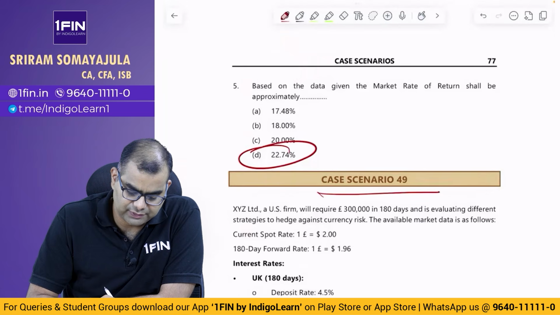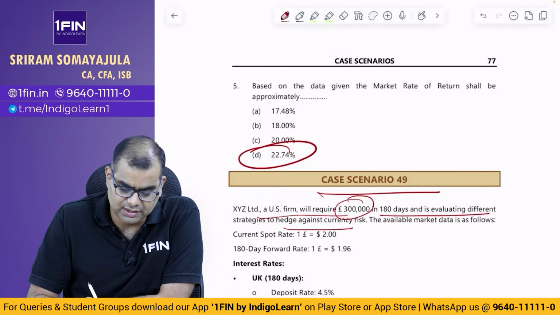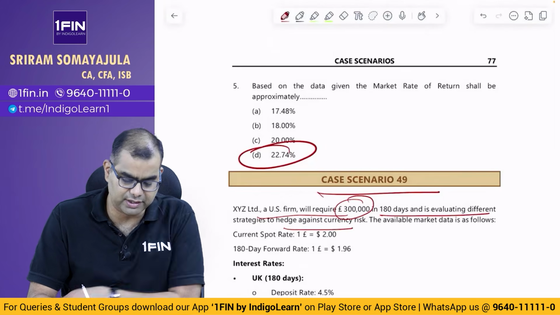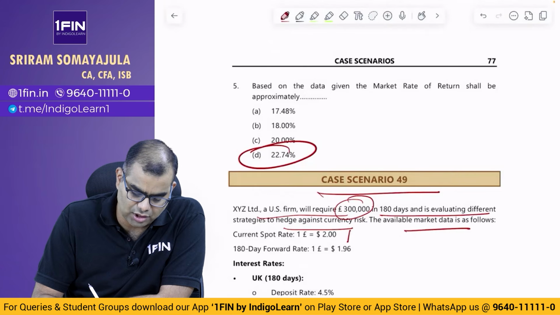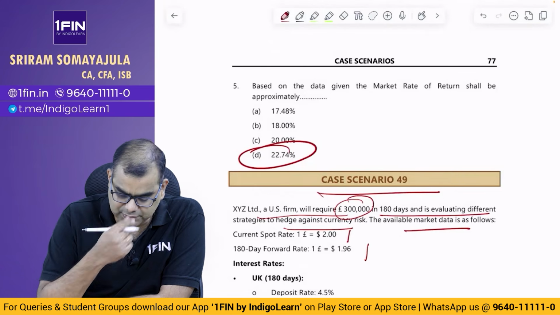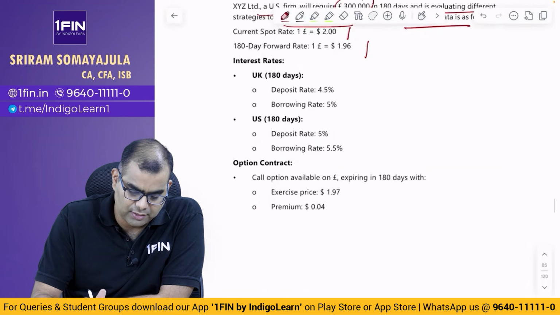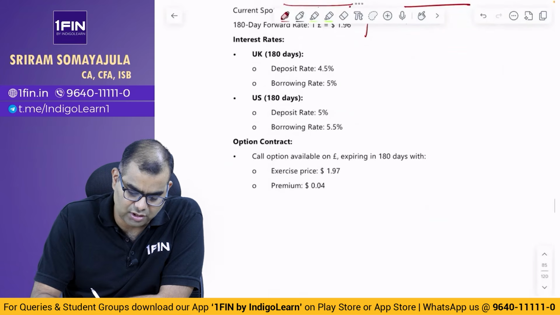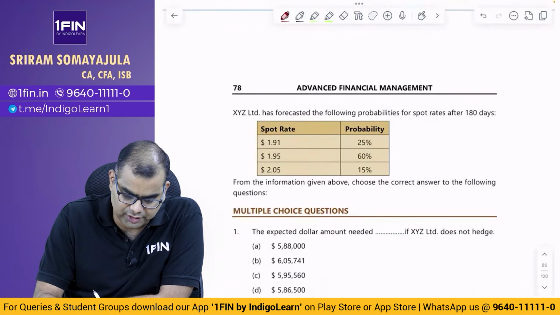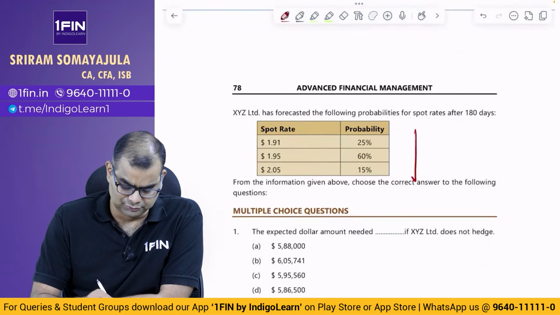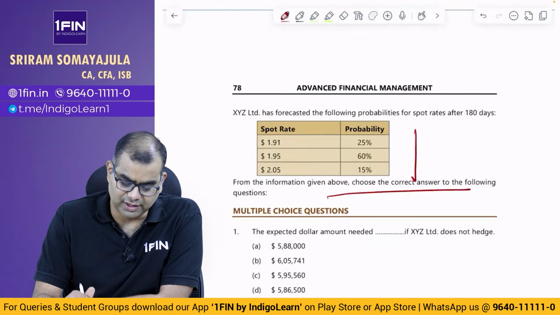Case scenario 49. XYZ, a US firm, will require $300,000 in 180 days. In evaluating different strategies to hedge against the currency risk, the available market data is as follows. Current spot rate is $2 per pound and the 180-day forward is $1.96 per pound. Borrowing rate, deposit rate, all that is available. Call option, exercise price, premium. XYZ has forecasted the following probabilities. From the information you know about, choose the correct answer.